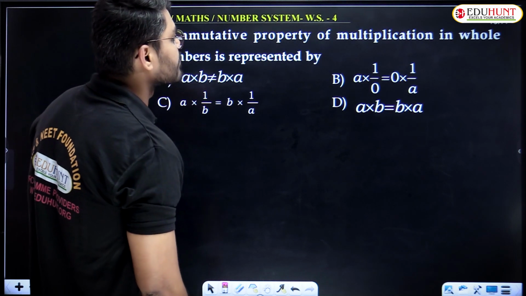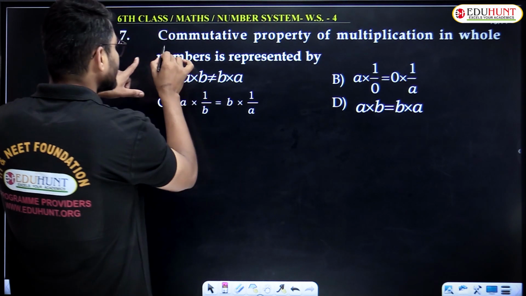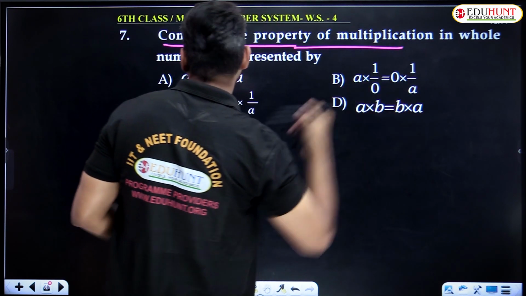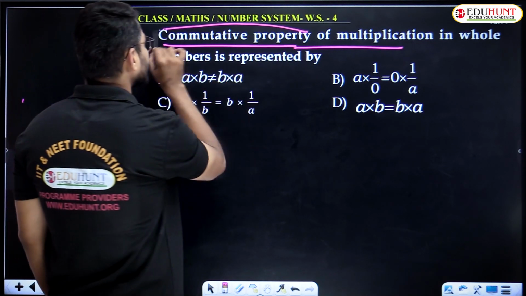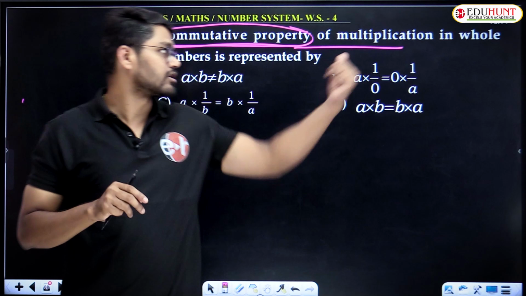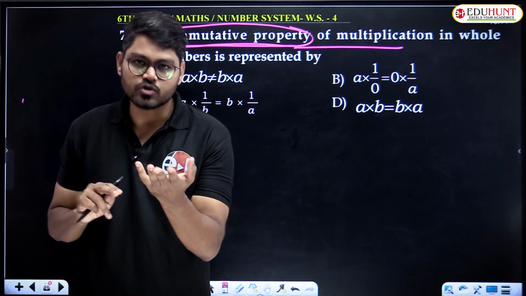Commutative property of multiplication in whole numbers is represented by, okay, what do you mean by commutative property of multiplication in whole numbers? In whole numbers only we have to check. What do you mean by commutative property? Commutative property means we have to take two numbers. Two whole numbers. We are talking in whole numbers, that's why we have to take two whole numbers. Let the two numbers be A and B.